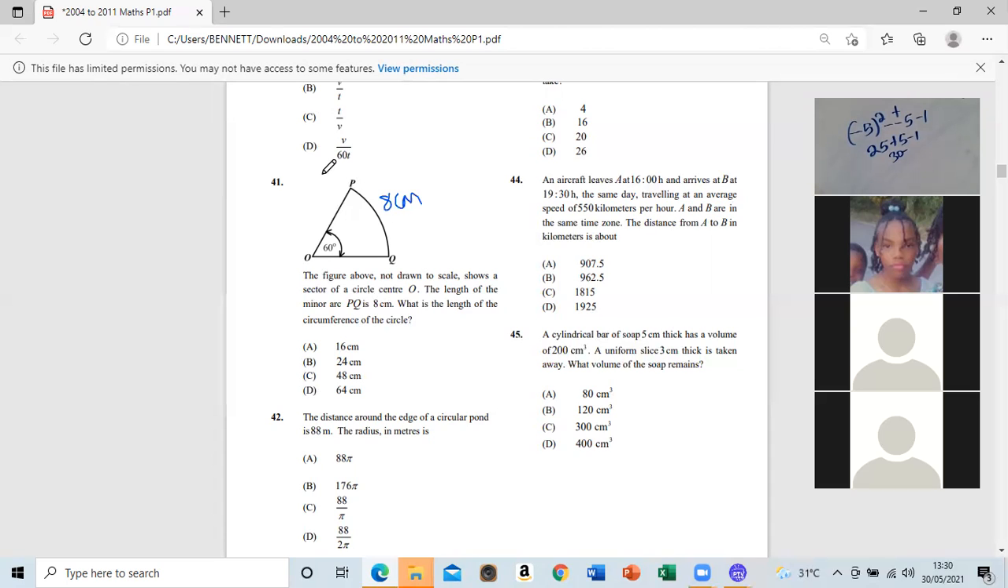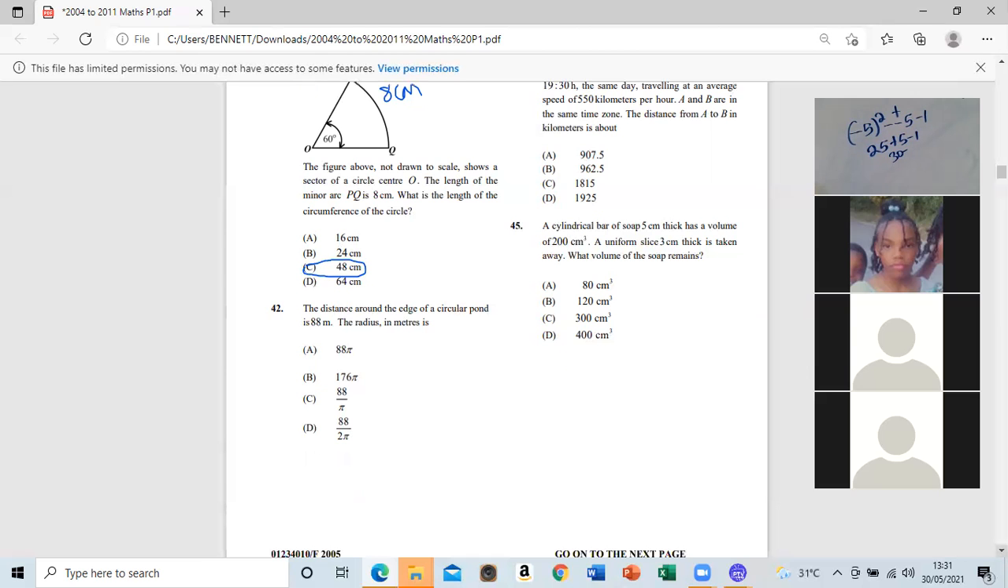Sir, would it be 48? 48 makes sense, because look, how many 60 degrees are in 360? That's our first thing. That is equal to 6. So you're going to get 48 for the length. That's the reason, because they can change the number. The more you get the reason, the better.